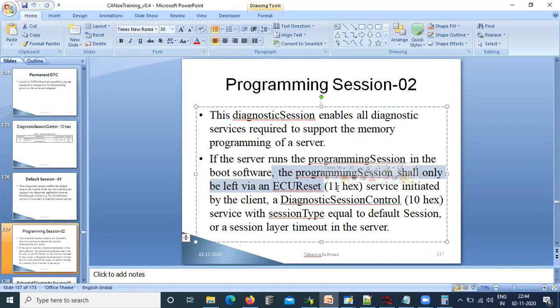11 is the service used to reset the diagnostic session to default. It can be initiated by the client with the diagnostic session control 10 service with the session type equal to default session, or by the session layer timeout in the server. Like when you are in the programming session, the module will exit the programming session when you issue the ECU reset or you stop the tester present.